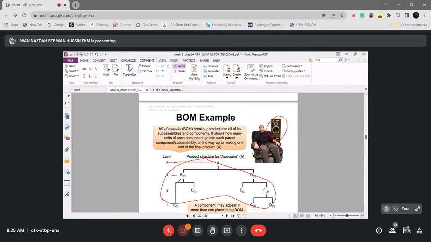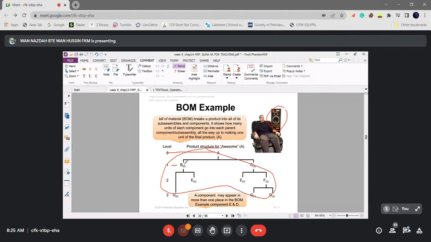Boleh faham? And one sub-assembly B is made up of 2 Ds and 2 Es. And one sub-assembly C is made up of 2 Es and 2 Fs. And one F is made up of 1 G and 2 Ds. If you see here, this component D, used to make up F, we put as third level, as D that is used to make up the B.